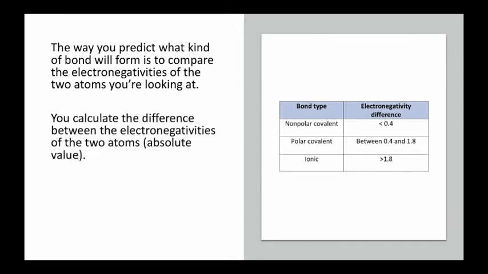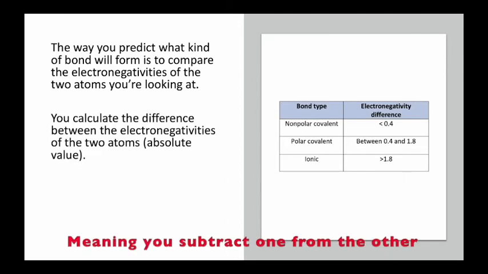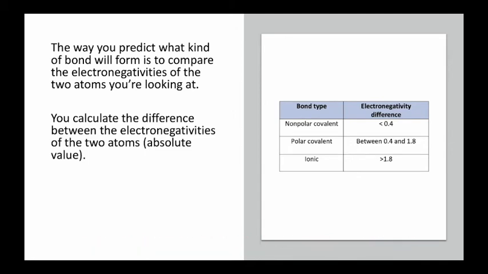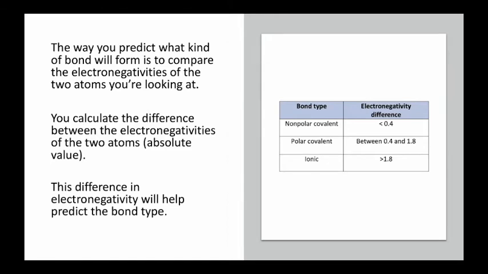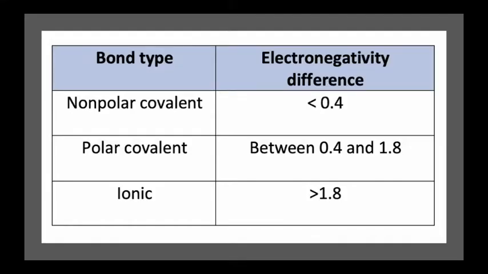You calculate the difference between the electronegativities of these two atoms. Only the absolute value is important here. Now, different textbooks do this a little differently, but the numbers in these tables are more or less a general rule of thumb. The electronegativity difference is the smallest for nonpolar covalent bonds, which we'll talk about in a minute. It is the largest for ionic bonds.